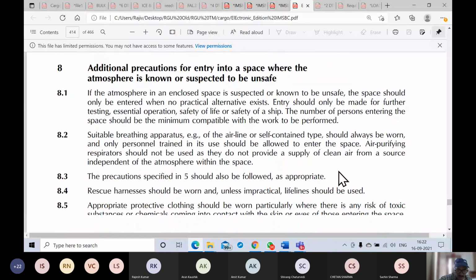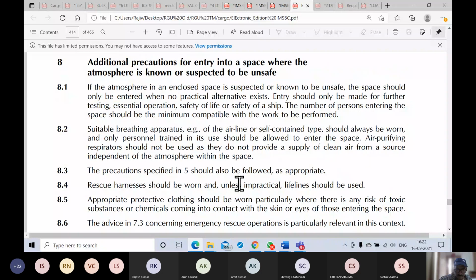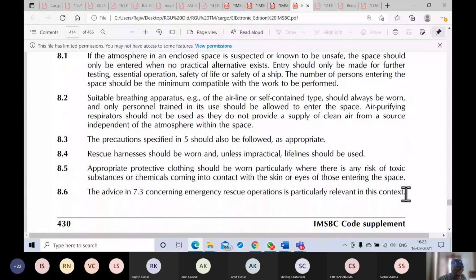If the atmosphere is unsafe, if it is recognized unsafe, then the space should be only entered when no other alternative exists. There should be a system where the number of persons entering the space should be minimum, compatible with the work to be performed. Minimum people to enter. SCBA, airline, self-contained type should always be worn. Very importantly, rescue harnesses should be available and used also. PPE, of course, goes without saying.